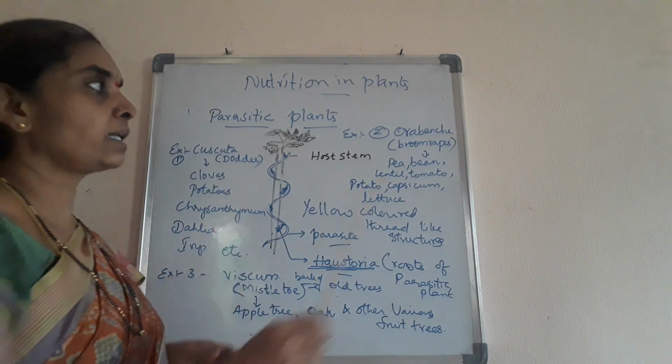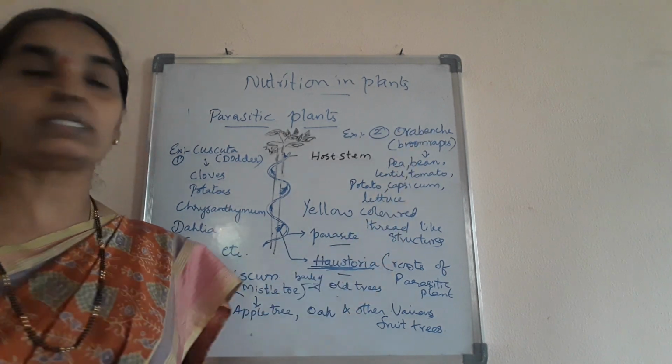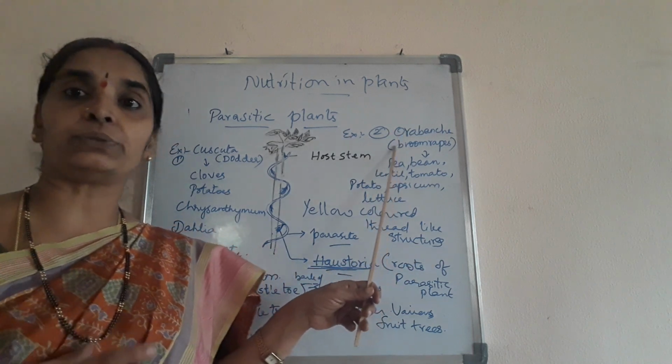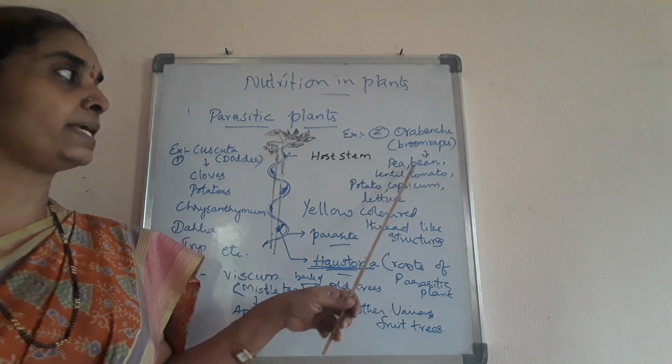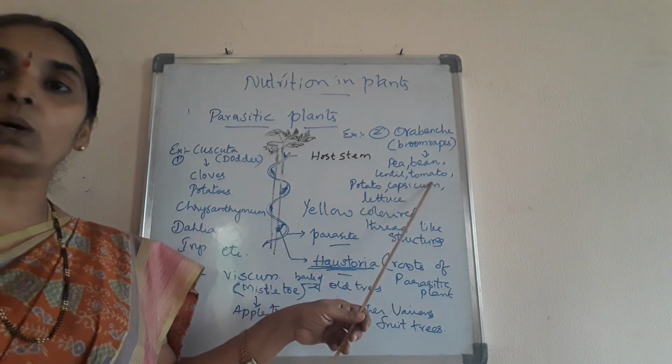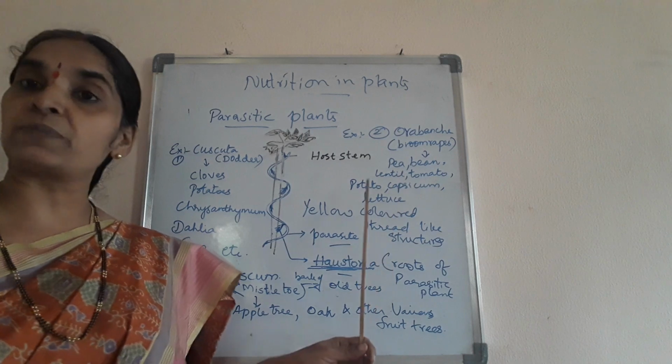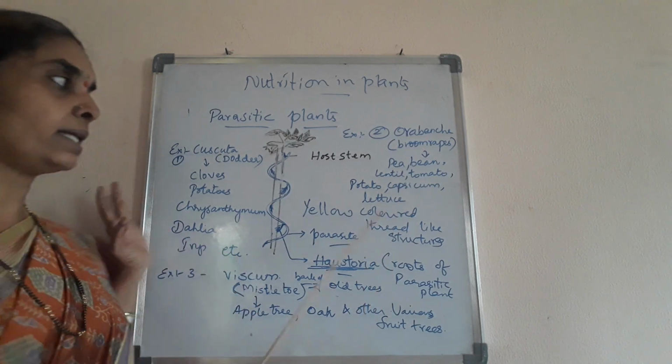Next, coming to Orobanche, its common name is broomrape. So normally they penetrate over host plants like peas, beans, lentils, all the leguminous plants, tomatoes, potatoes, capsicum and lettuce. So note it down, children.